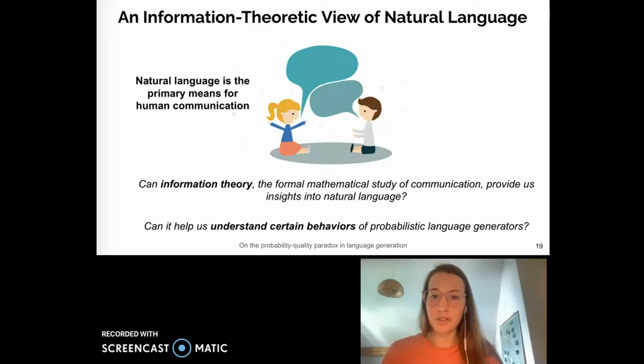Now, the use of information theory to study natural language already has a long history, but here we're going to attempt to use it to understand certain behaviors of probabilistic language generators.